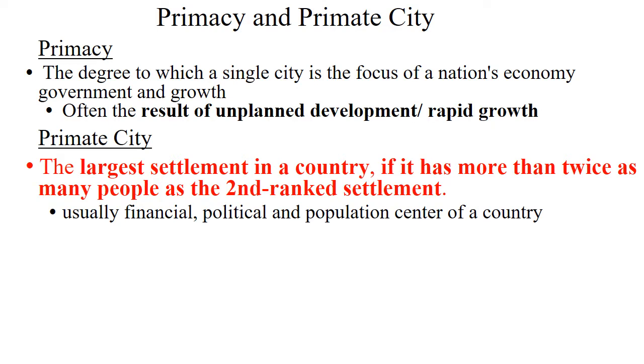In addition to being the largest settlement, this primate city is usually also the financial, political, and population center of a country. A good example might be Paris, France. I think Paris has a population somewhere around 12 million, and the next largest city in France is Lyon, where the population is a little above 2 million. So a significant drop-off, not something that follows the rank size rule. We would say Paris is a very good example of a primate city.